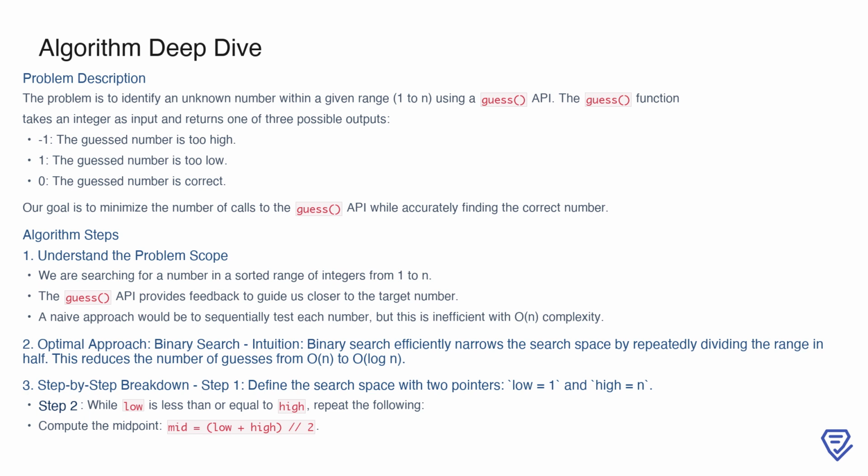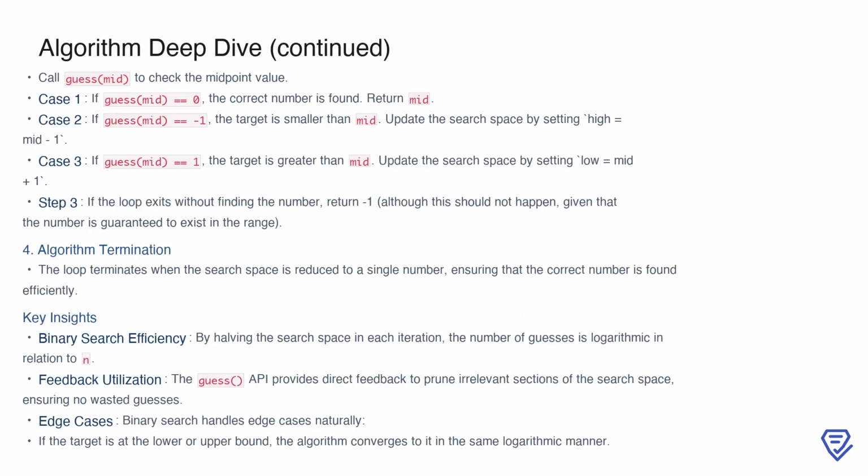Instead, we can leverage the power of binary search. Binary search is an optimal approach because it systematically reduces the search space by half in each step, making it logarithmic in complexity. To implement this, we start by defining the range with 2 pointers, low set to 1 and high set to n. Then, we repeatedly compute the midpoint of the current range to focus our search on the most probable section. The midpoint computation, mid equals (low + high) // 2, is the key to narrowing down the search efficiently. At each iteration, we use the guess API to evaluate the midpoint.